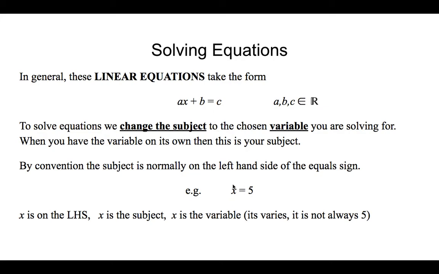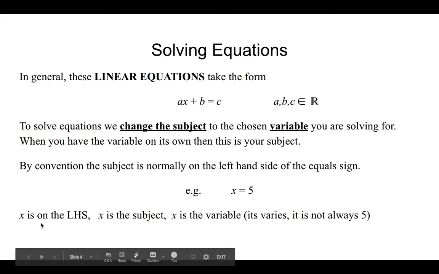When you have the variable on its own, then this is called the subject. You have changed the subject. The subject is now x equals. Right? The left hand side is x, the right hand side is 5. X is equal to 5. So here we're saying x is on the left hand side, spot on. X is a subject, that's what we want.